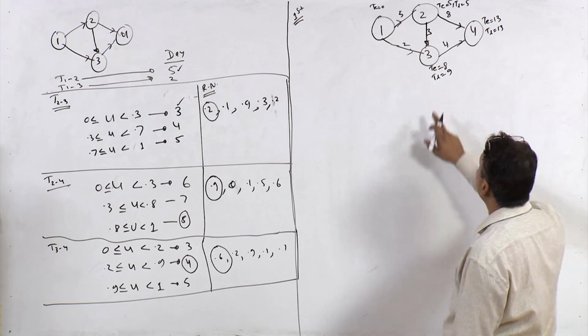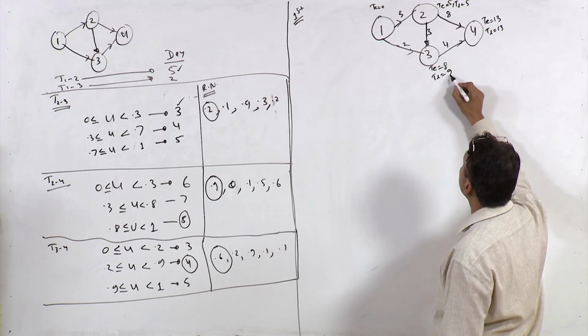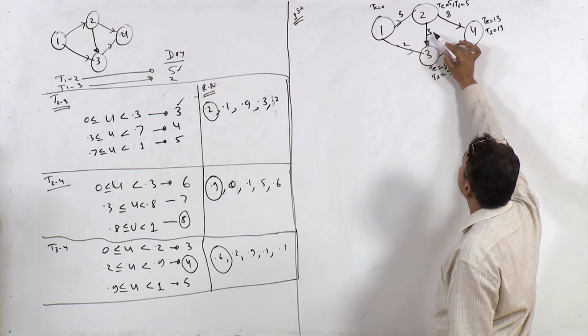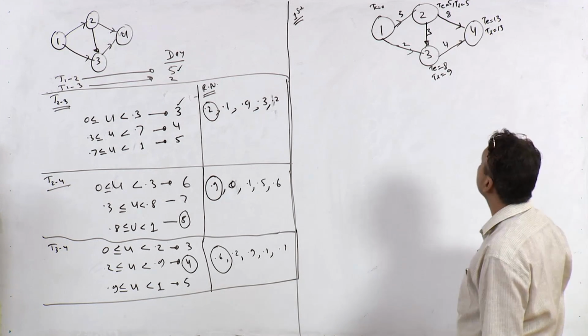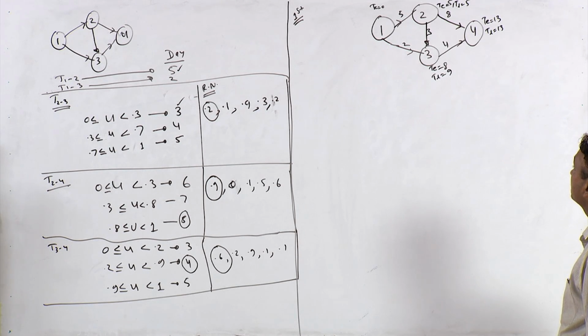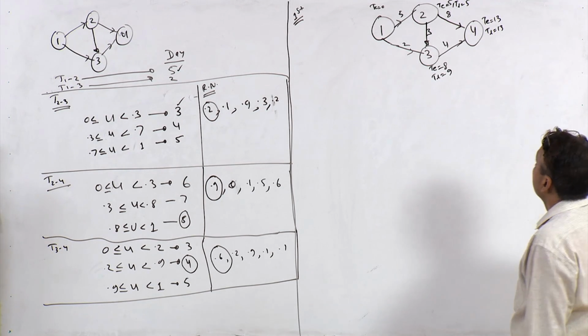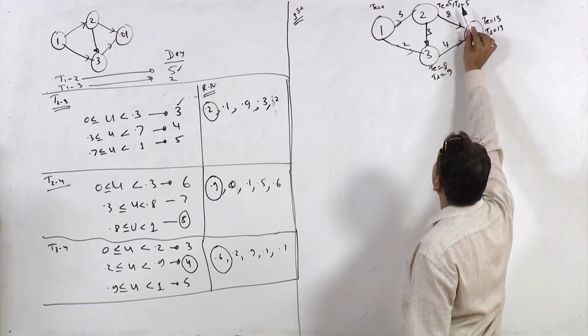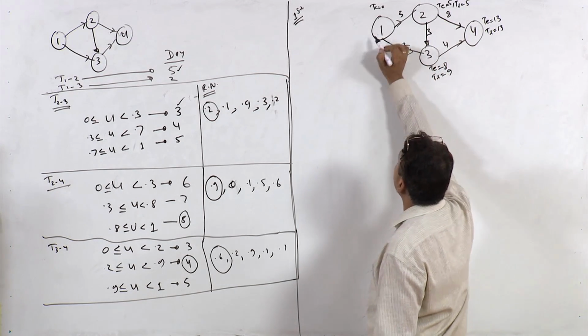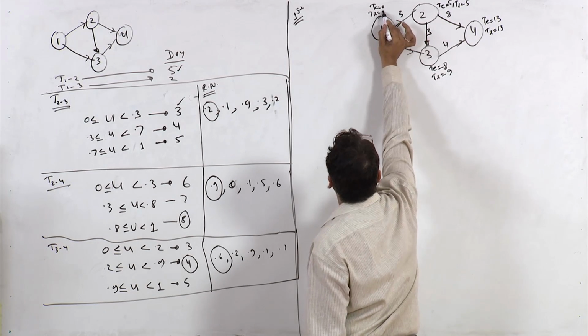TL from this side can also be calculated. So, 9 minus 3 would be 6, but we have to take the smaller value. So, 5 is the right TL value. TL at this point is 5 minus 5, which is 0. So, TL is 0.